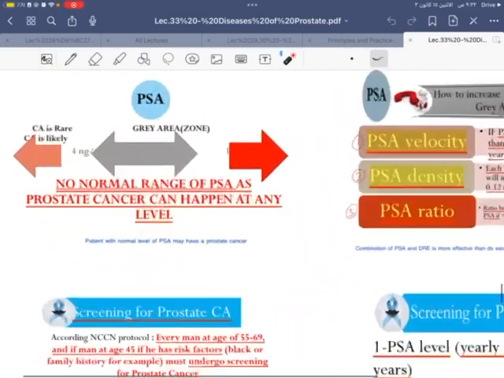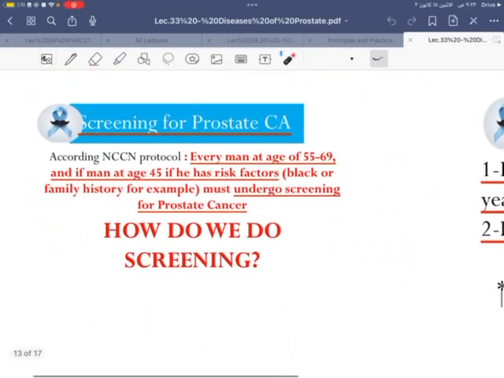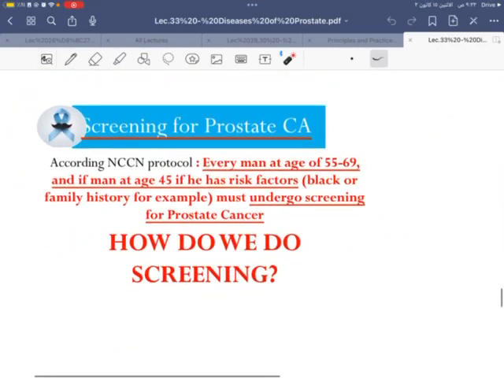So what about screening for prostate cancer? According to the NCCN protocol, every man above the age of 55 should be screened. Above 45, if the patient has a risk factor such as black ethnicity or family history of prostate cancer, screening should start earlier. What does screening involve? We do PSA yearly or every 2 years, or we do digital examination, both of them. Okay? Total PSA and digital examination.